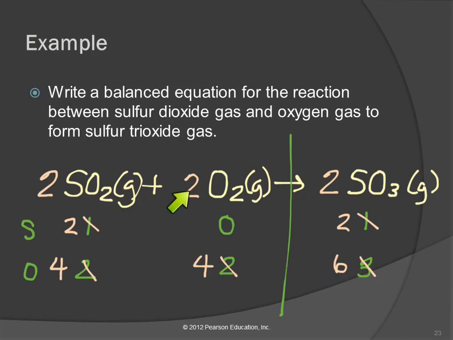What if I didn't have a 2 there? Would that make things better? Yeah, it would. If I erase this 2, then I've just got 2 oxygens there. And 4 plus 2 is 6. So now I've got 6 oxygens on the left and 6 oxygens on the right. I have to remind myself not to do it that way again. Any questions?